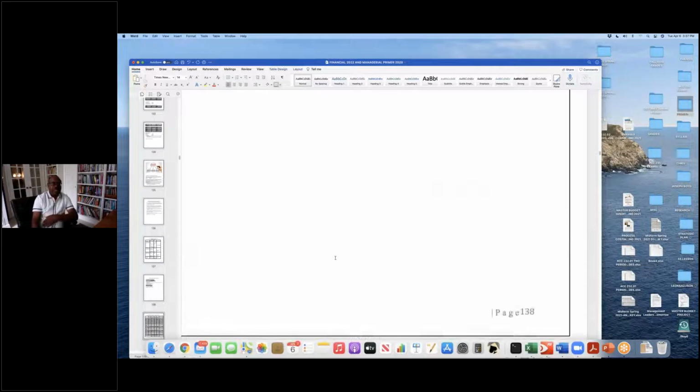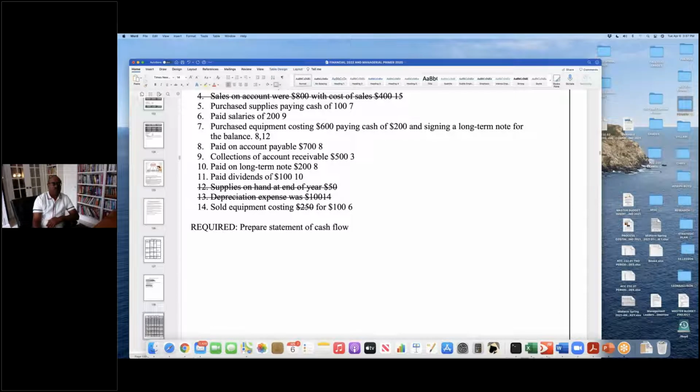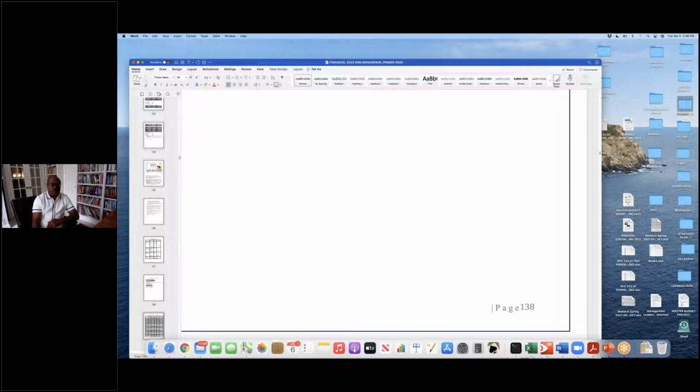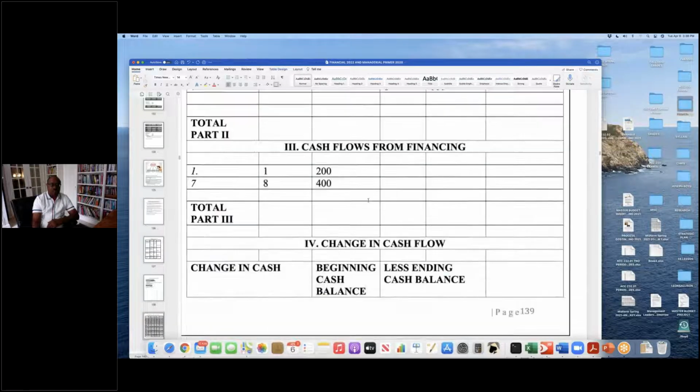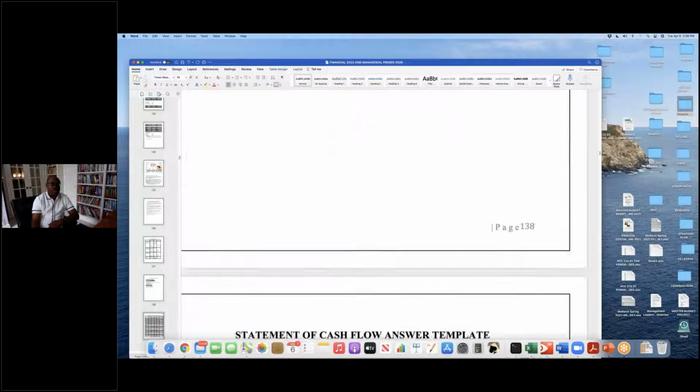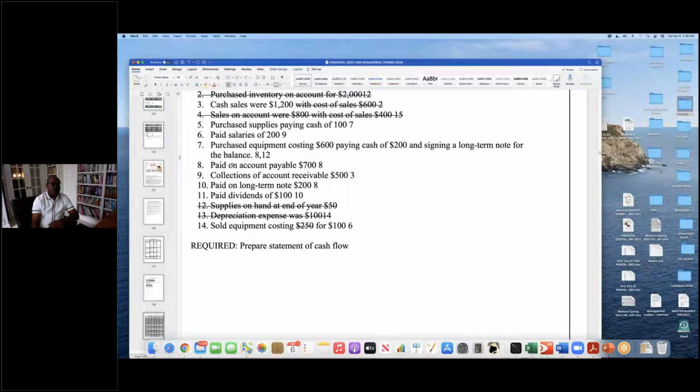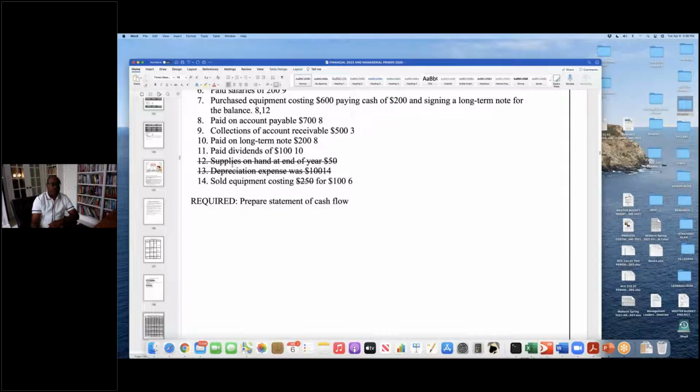So we proceed through our statement of cash flow. Then we paid on the long-term note $200. So for the long-term note, it's going to be down here. So we paid $200. Type 8. That was number 8. No, it's 10, excuse me.